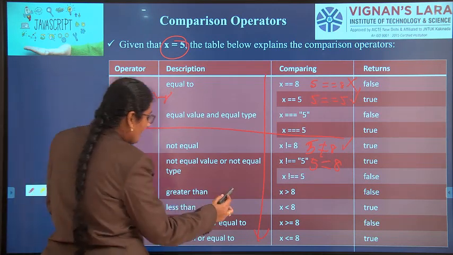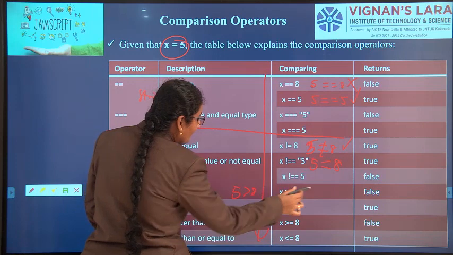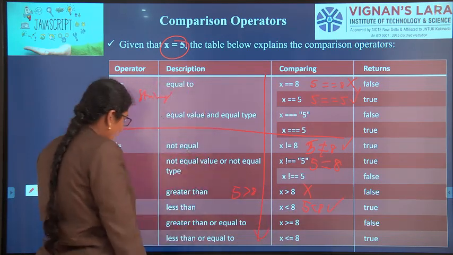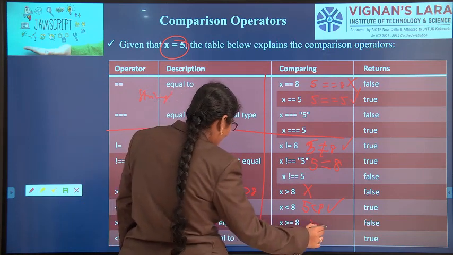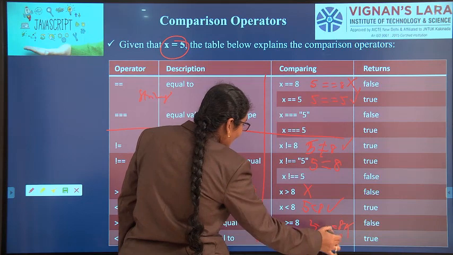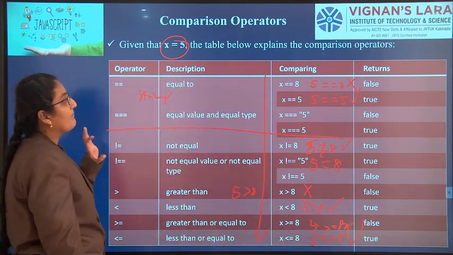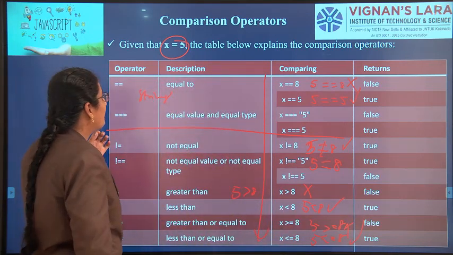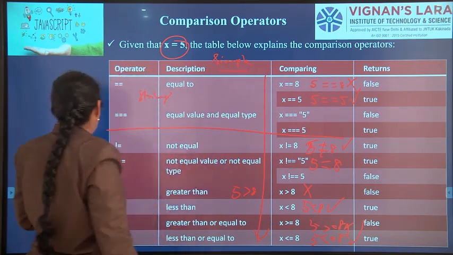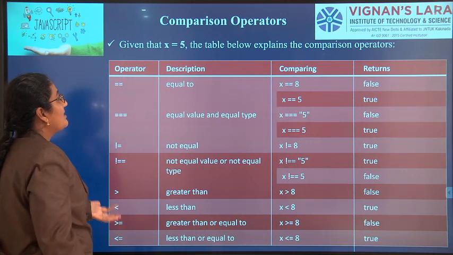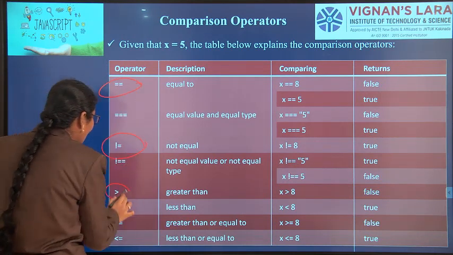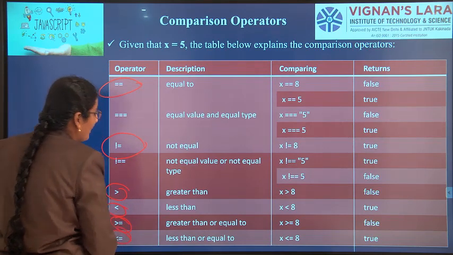So again, 5 greater than 8: false. 5 less than 8: true. Next, 5 greater than or equal to 8: false. 5 less than or equal to 8: true. Same, very simple examples. Now we are talking about comparison operators. Mostly we talk about equal to, not equal to, greater than, less than, greater than or equal to, or less than or equal to.